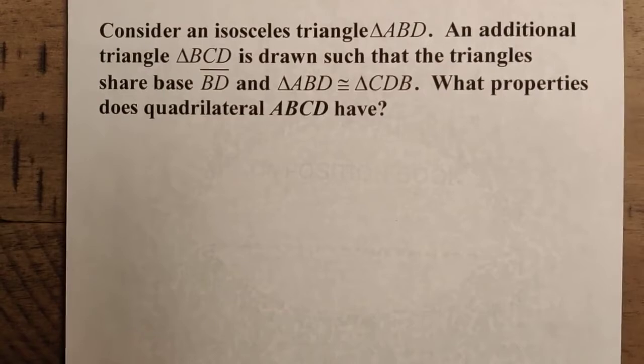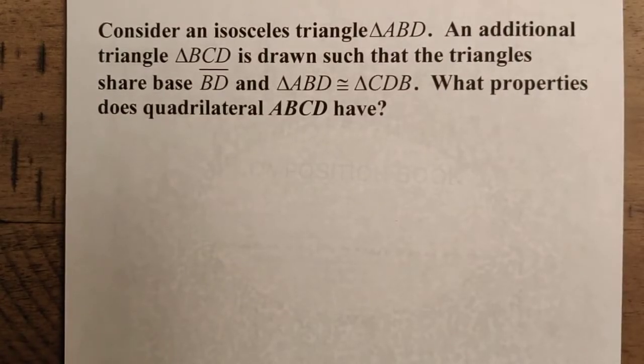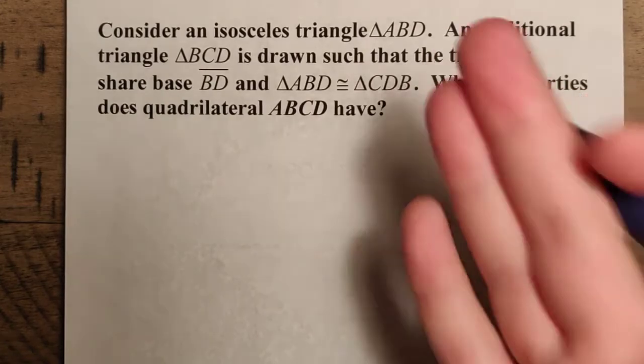We're going to start off with something like this here. We're going to look at an isosceles triangle ABD. We're going to draw an additional triangle BCD so that the triangles share base BD and these are congruent.